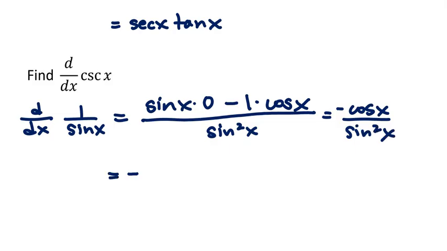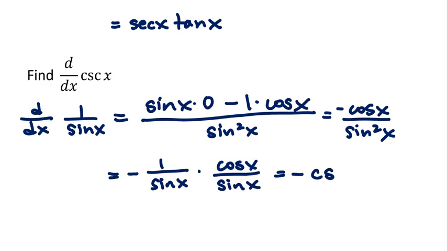And if I split that up again, I'll have a 1 over sine, and then a cosine x over sine x, which is negative cosecant x. 1 over sine is cosecant. And then cosine over sine is cotangent x. So once you've got sine and cosine shortcuts, you can really get all the other ones just using our basic shortcut rules as we build them up.